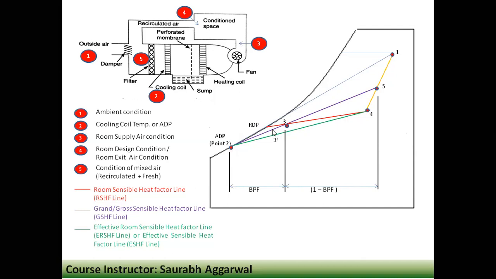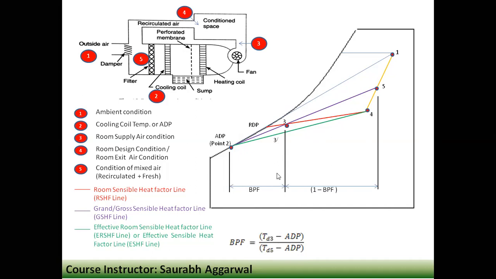Now for this condition, the bypass factor of the cooling coil can be said to be the temperature at 3 minus the apparatus dew point, upon the temperature at 5, that is the dry bulb temperature at 0.5 minus the apparatus dew point temperature. That means this much portion should have been cooled, but only this much has been cooled by the cooling coil. So this much amount has been bypassed. That is bypassed.